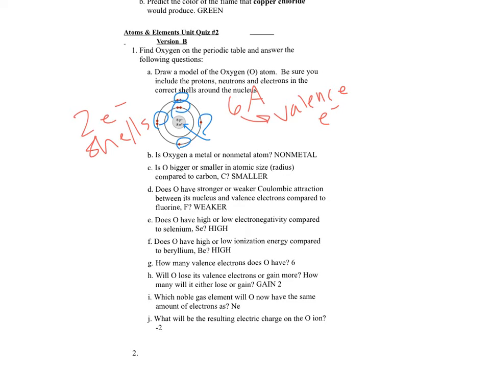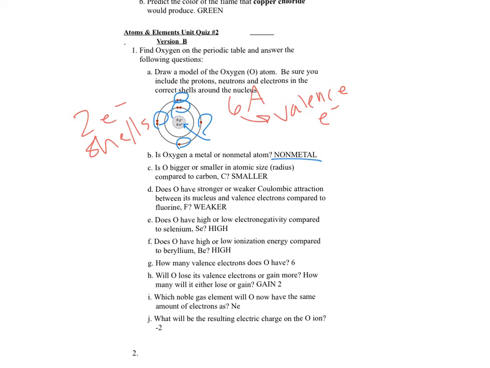Now the rest are similar questions, just like version A. So let's take a look through. For 1A, it says, is oxygen a metal or a nonmetal? So just like nitrogen on that right-hand side of the staircase, he's a nonmetal. Is oxygen bigger or smaller in atomic size than carbon?